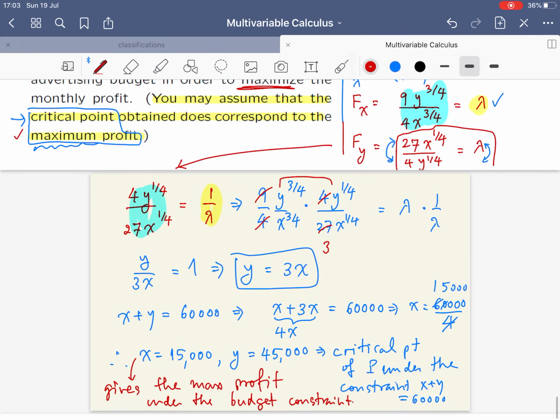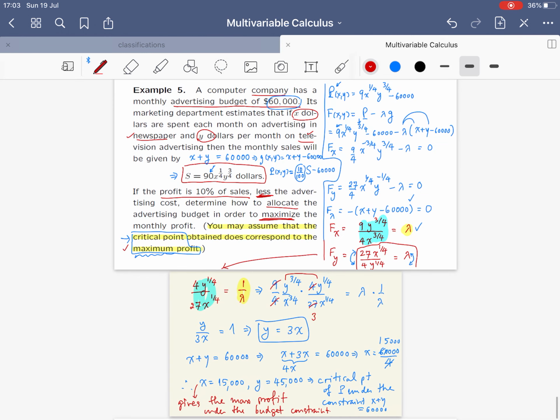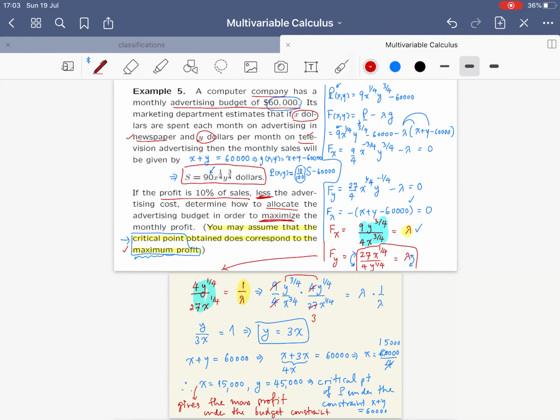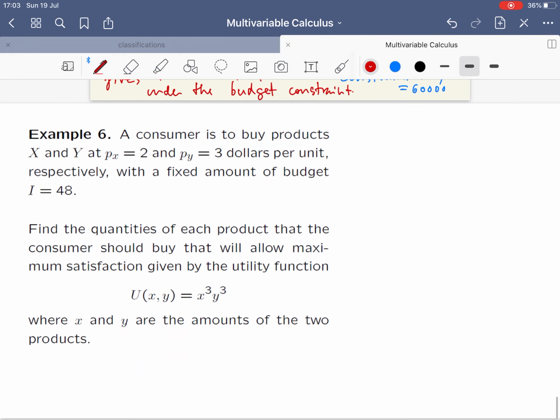Okay, so that will be a pretty nice and easy problem, right? You just figure out how to solve for x and y after you take the partial derivatives of the capital F. Okay, so let's look at another example.